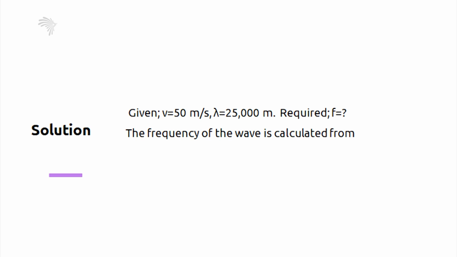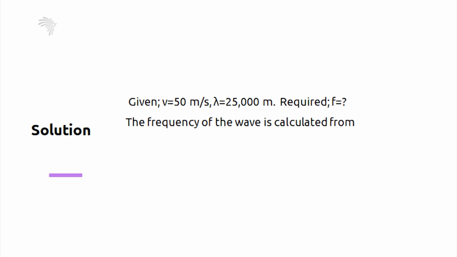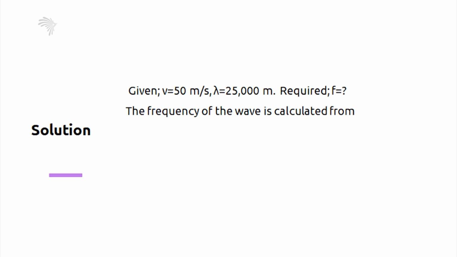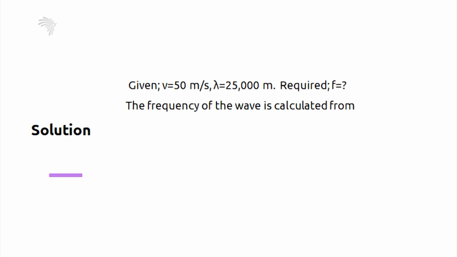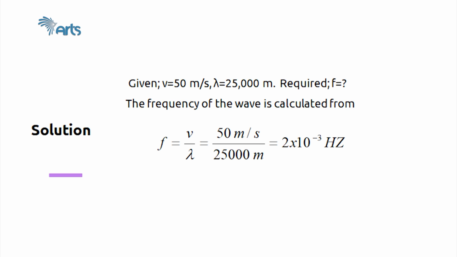Let's solve together. We are given the speed as 50 meters per second and the wavelength as 25,000 meters. So you are asked to calculate the frequency of the wave. The frequency can be calculated from the expression frequency equals v over lambda. So 50 meters per second divided by 25,000 meters gives us 2 times 10 to the power of minus 3 Hz. So the answer is A.